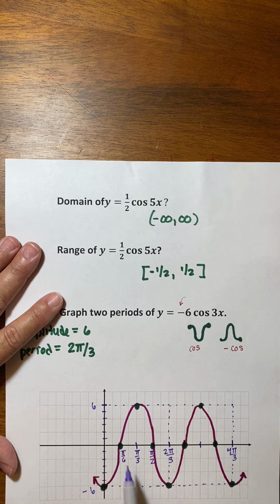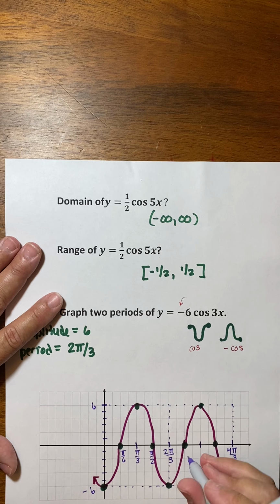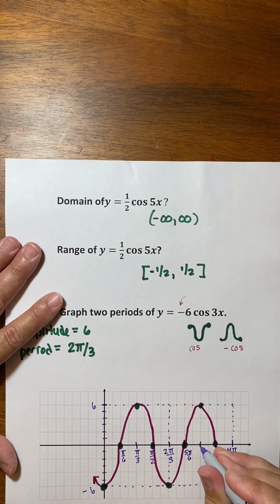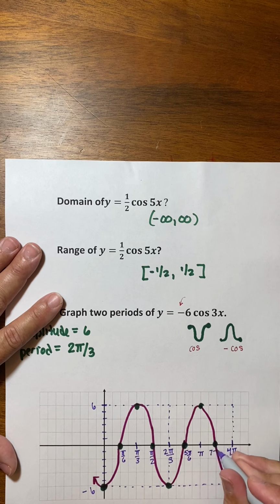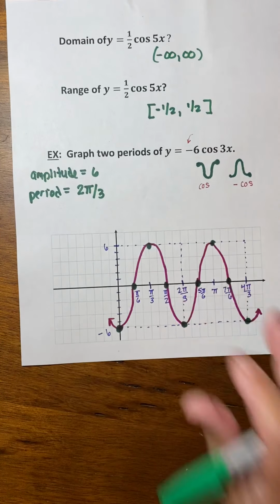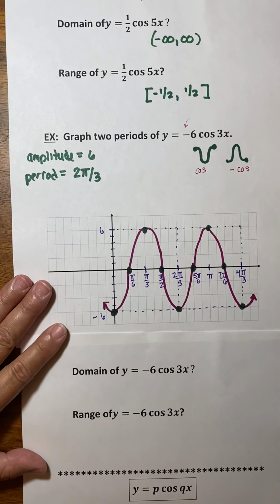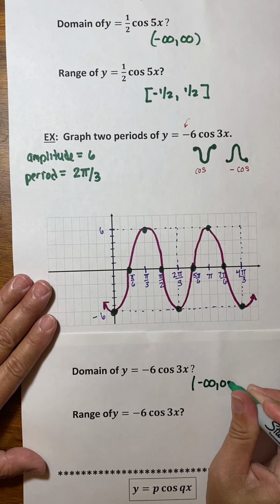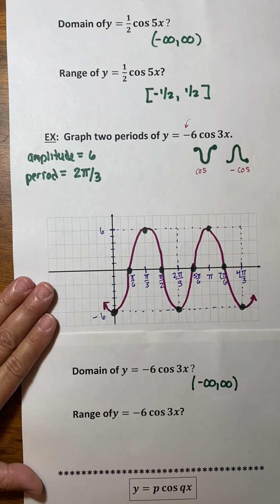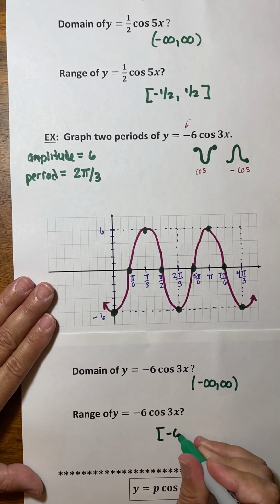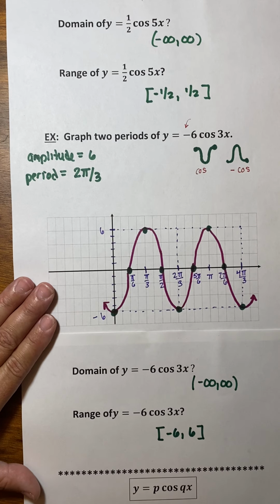I'm going to count by pi over 6's. 1 pi over 6, 2 pi over 6, 3 pi over 6, 4 pi over 6. This would be 5 pi over 6. 6 pi over 6. 7 pi over 6. And 8 pi over 6. Okay. Lastly, let's just write the domain and the range. The domain of the cosine is all real numbers. The range of y equals -6 cosine of 3x is: it bottoms out at -6, maxes out at 6.